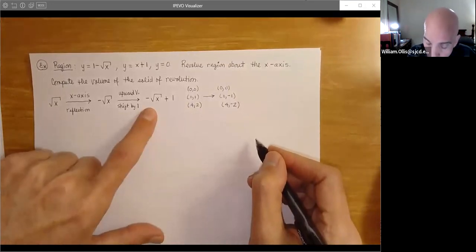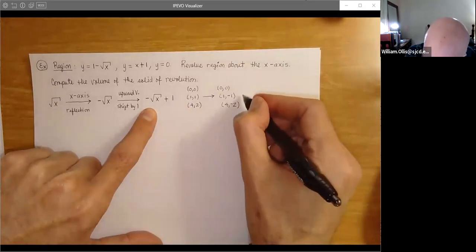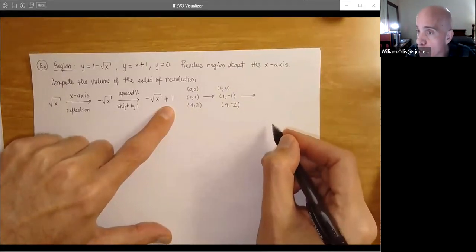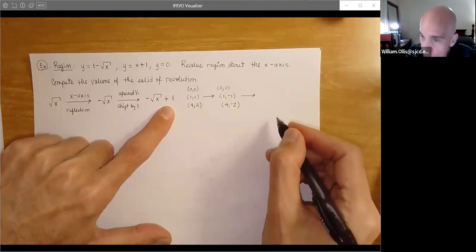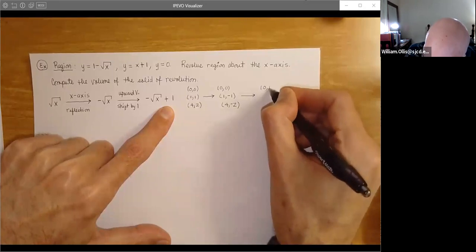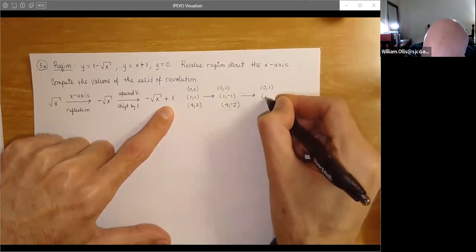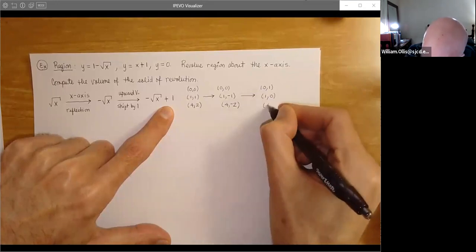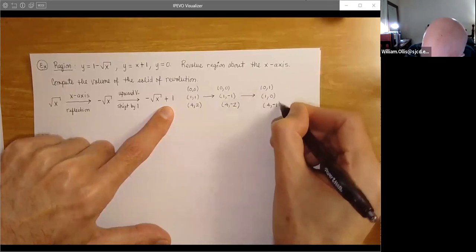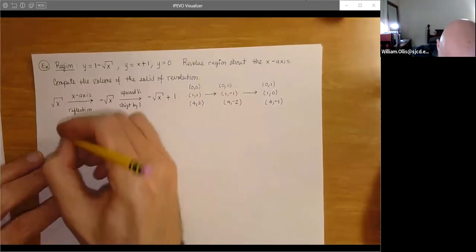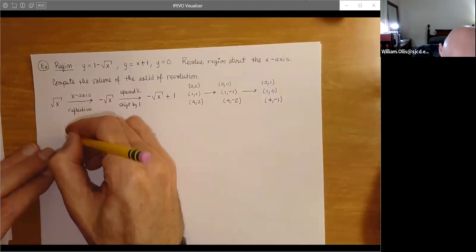Now we do the upward shift by 1. So now we add 1 to all the y coordinates. All the action is happening in the y coordinates. So we get (0, 1), (1, -1 plus 1 is 0), and then we get (4, -1). So this is what you do in your college algebra class or review in your pre-cal.